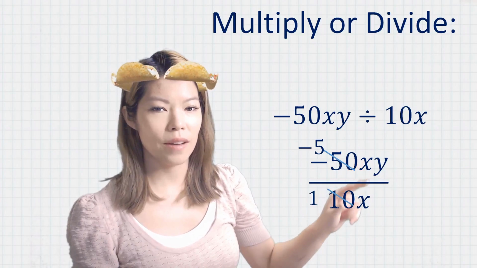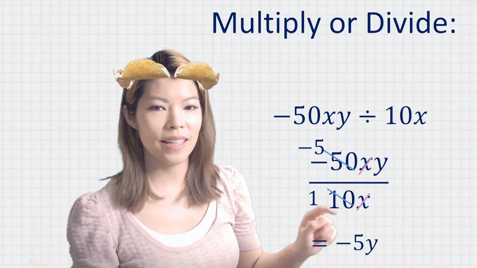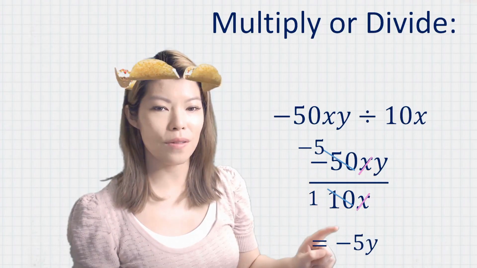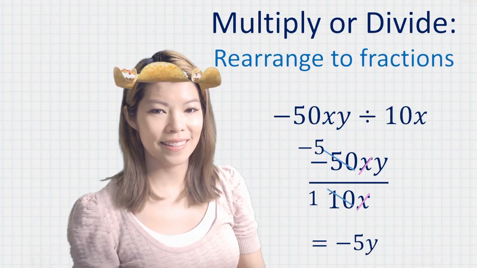And then we cancel out any variables that are the same. And we can see x are the same. So we can cancel those out. So now we have negative 5y over 1, which is just negative 5y.